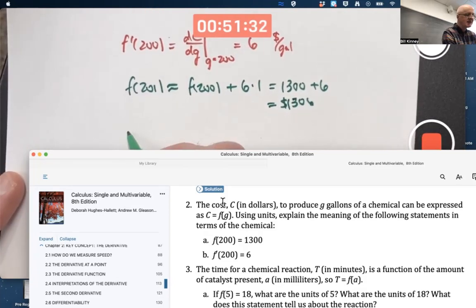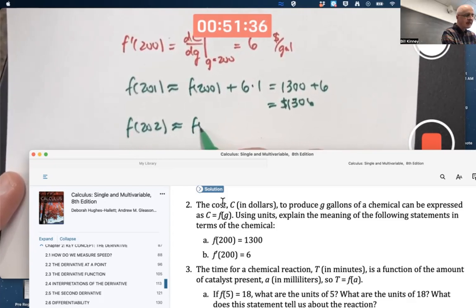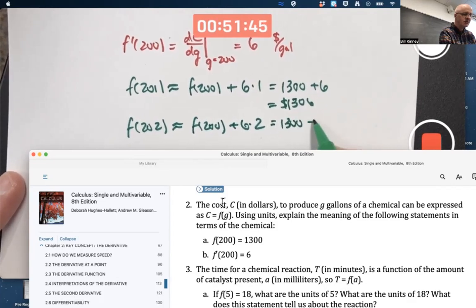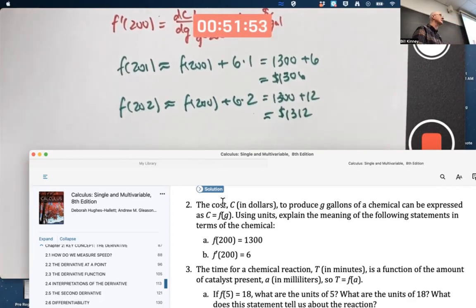If you increase the gallons produced by 2 to 202, then you'd have to take 6 times 2 instead of 6 times 1 and get 1,300 plus 12. $1,312 is your estimate, based on really a linear approximation using the derivative as a rate of change.